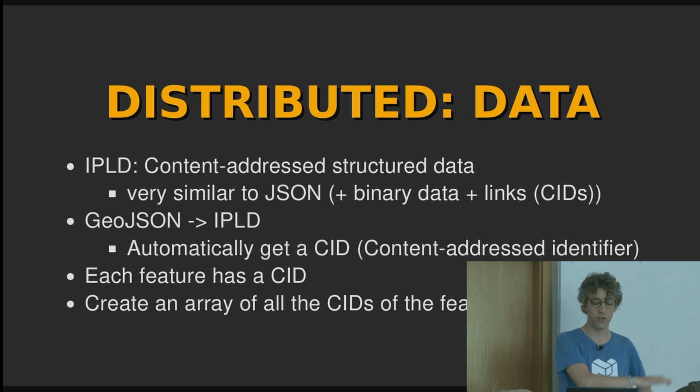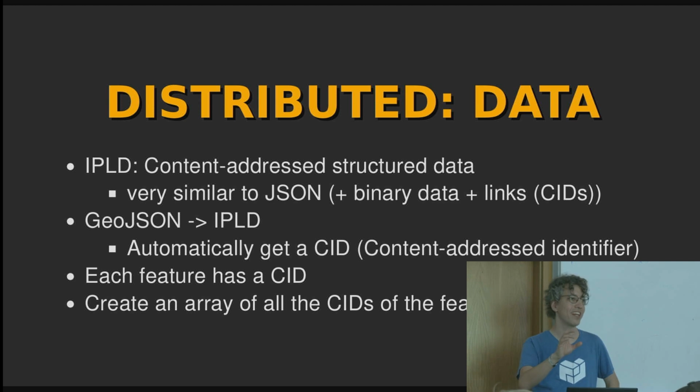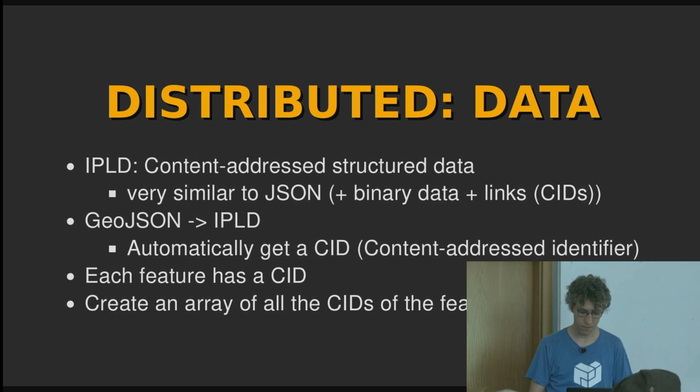You can easily transform GeoJSON to IPLD. Then you will get a CID. CID means content identifier. This is what I mentioned earlier. It's just the hash of the data, and this is how you can identify features. Every such feature has such a CID. And then, once you link all those features together, you will create an array of those features. This is how the data is structured.